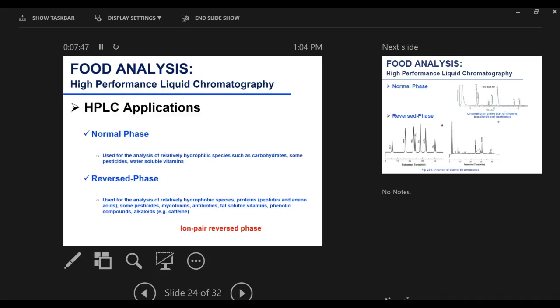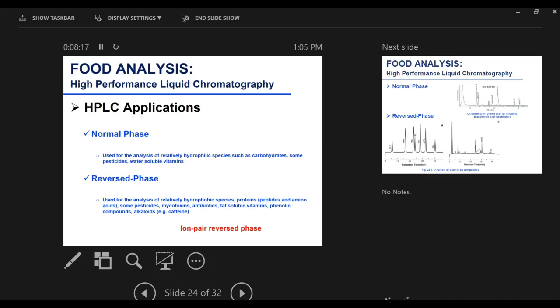So very briefly talking about applications of high-performance liquid chromatography. There's numerous applications, and throughout the semester, we're going to talk about a lot of these applications. So when we talk about carbohydrates, for example, we're going to talk about how we're using normal phase for sugar analysis. So I'm going to give you a lot of details there. When we talk about pesticides and vitamins, I'm going to show you how normal phase can be used.